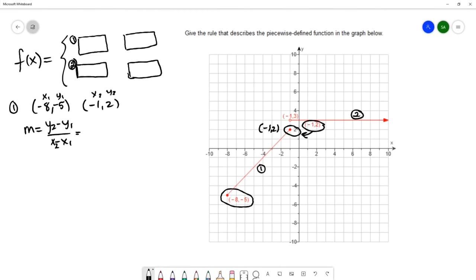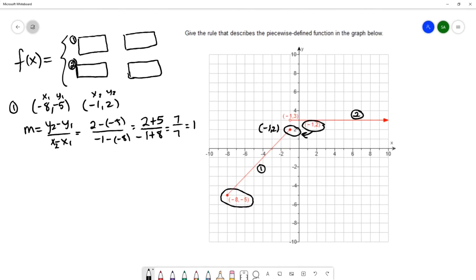So substituting those values into the formula, I'll have 2 minus -5 over -1 minus -8. In the numerator, those double negatives will turn to positive, so I have 2 plus 5. And in the denominator, the same thing, the double negatives turn to positive, negative 1 plus 8. And I have 7 over 7, which is 1. So the slope of this line is a 1.